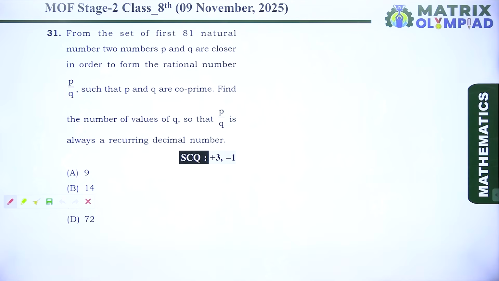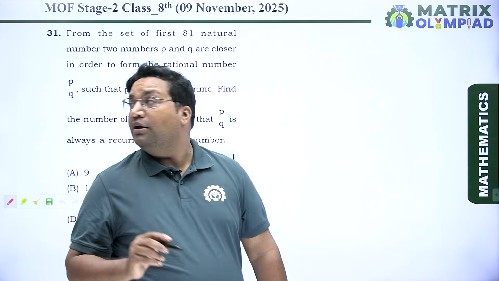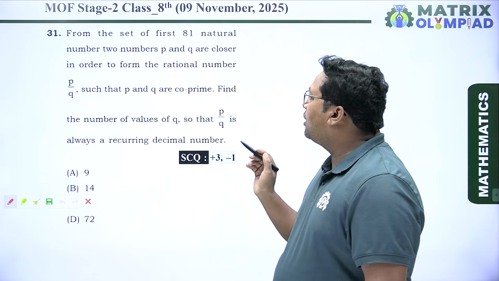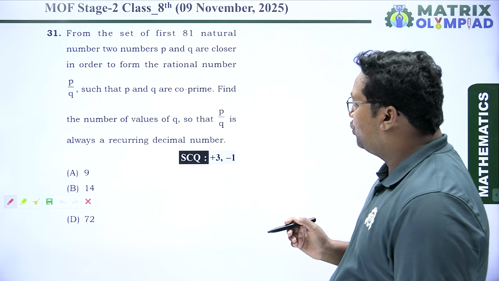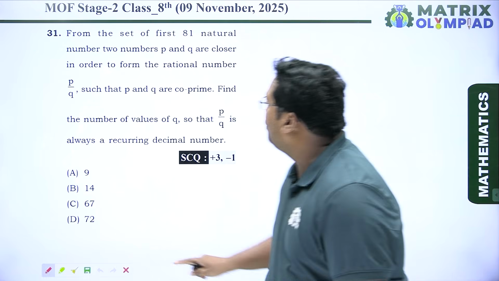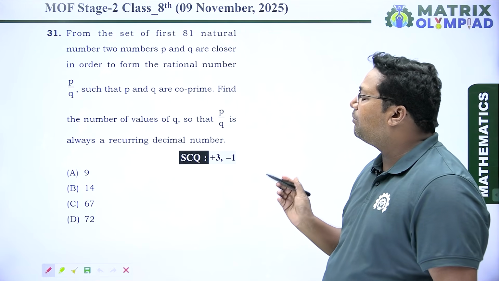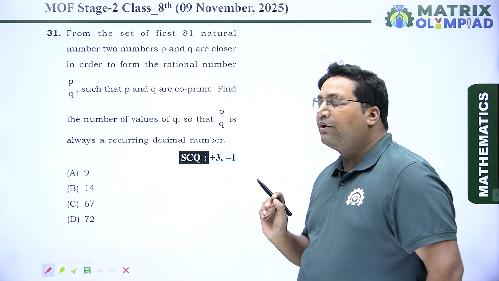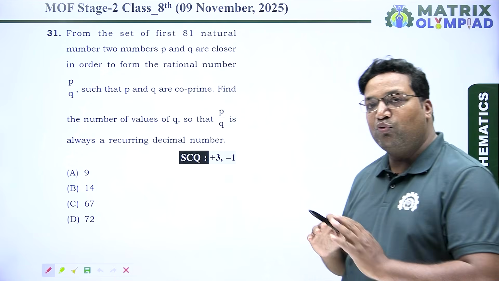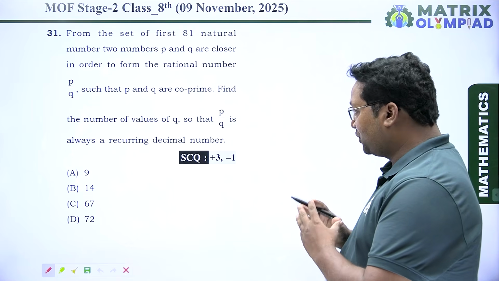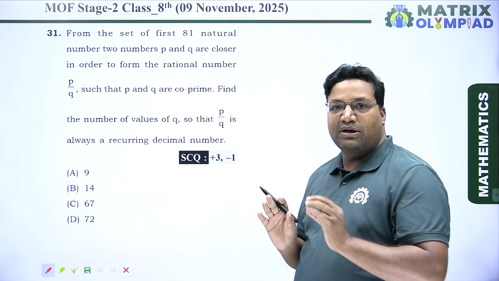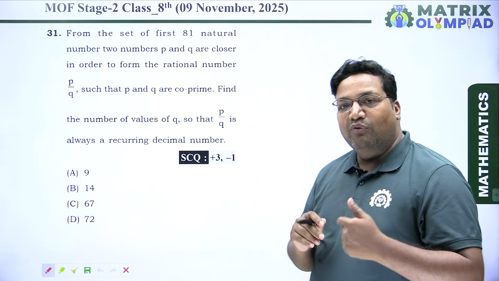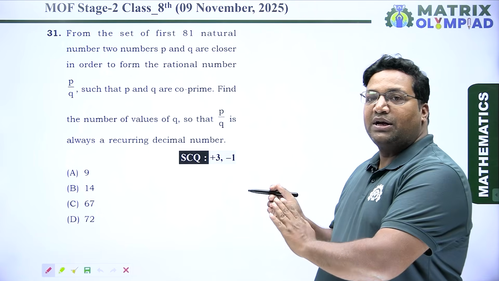So first question is, from the set of first 81 natural numbers, two numbers p and q are chosen in order to form the rational number p upon q such that p and q are co-prime. Find the number of values of q so that p upon q is always a recurring decimal number. So here we have to find out the value of q for which the rational number is a recurring decimal number. So first of all, we have to find out the value of q for which the number is terminating number.